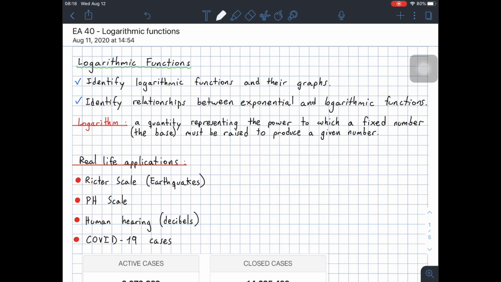We're going to introduce a new type of function, which is the logarithmic function. This is the last type of function we're going to see before we finish with the topic of functions from the IB, which is one of the longest ones.